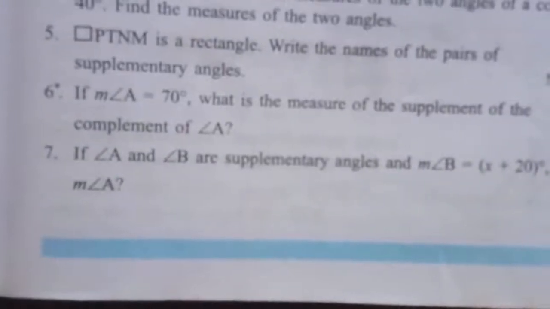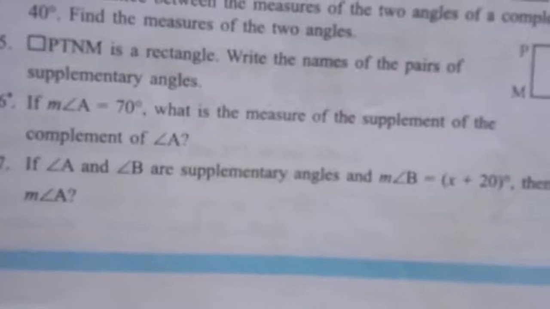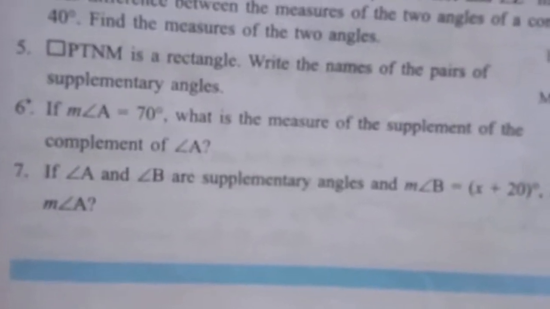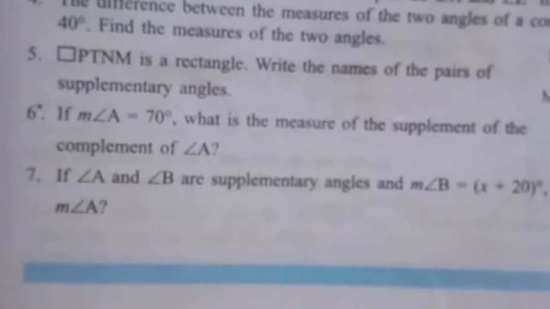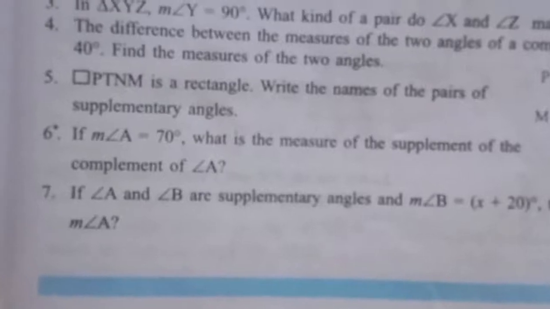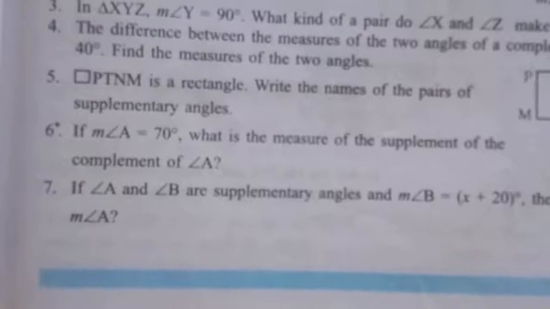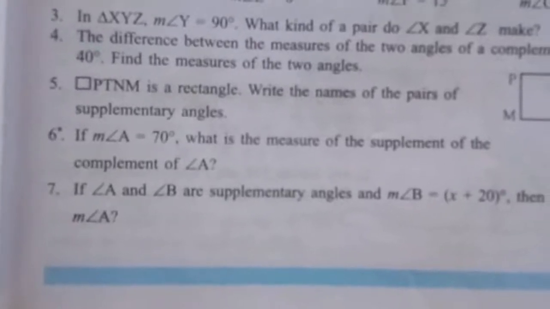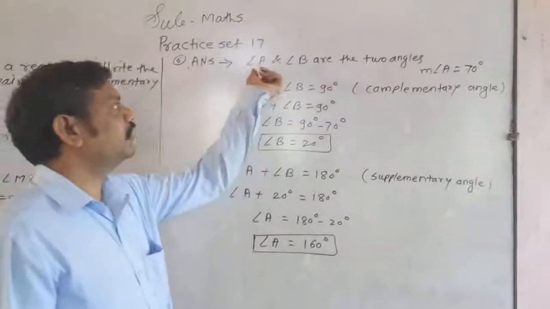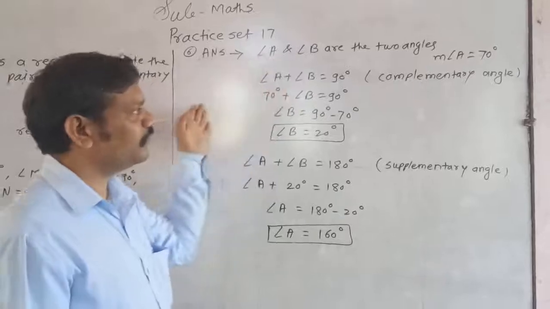Question number 6. If the measure of angle A is equal to 70 degrees, what is the measure of the supplement of the complement of A? What is the question? What is the measure of the supplement of the complement of A? So first we find out the complement of A, then we get the answer. The complement of A is related to the supplement of A. So look, what is the measure of the supplement of the complement of A?